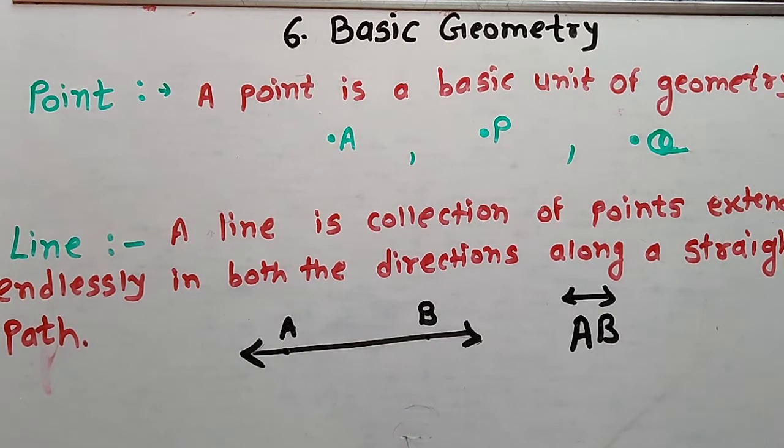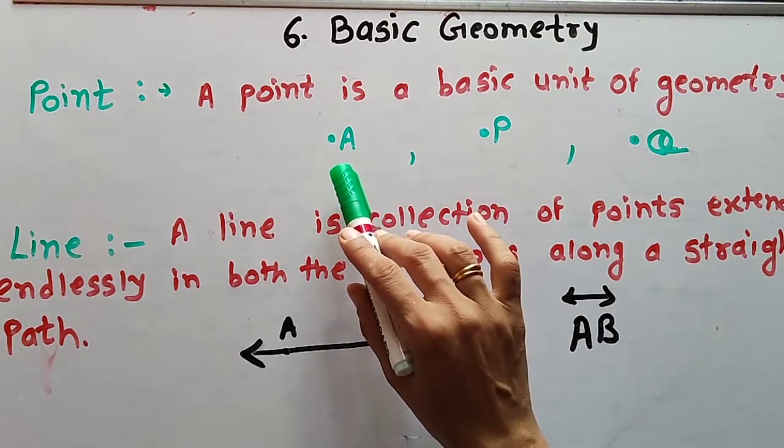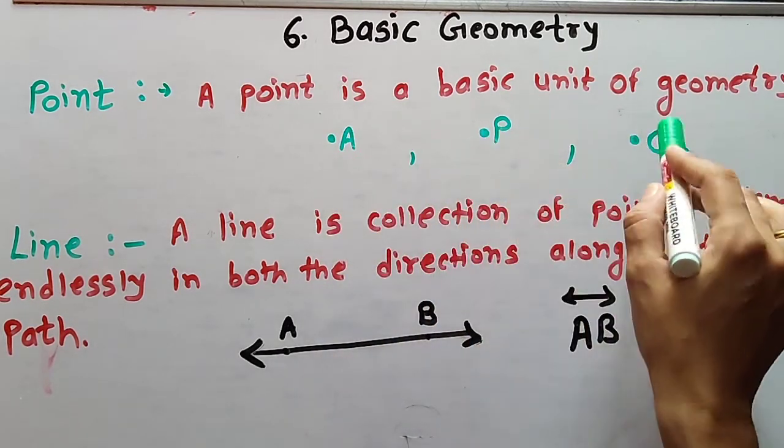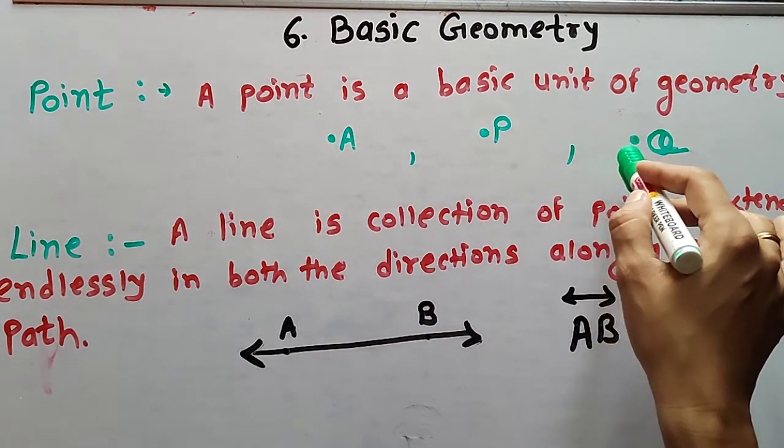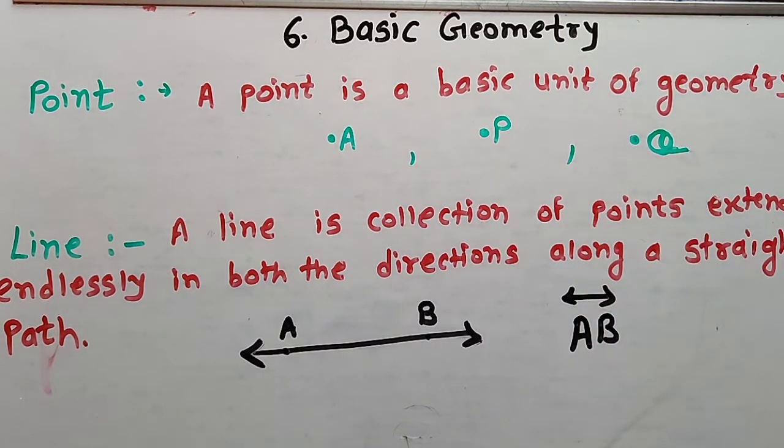A point is represented with the help of a capital letter. We always use a capital letter to represent a point. This is point A, point P, point Q. And what is the use of this point? Point determines the location. So we use a point to determine the location.